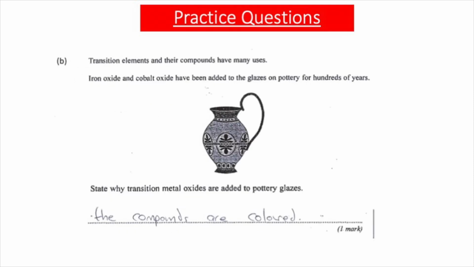So now let's go for the answer to part B. For question B, it says transition elements and their compounds have many uses. Iron oxide and cobalt oxide have been added to the glazes of pottery for hundreds of years. State why transition metal oxides are added to pottery glazes. All the question is trying to get here is for you to understand that compounds are coloured, so that would give the nice coloured glaze to pottery. So all you had to say for 1 mark is the compounds are coloured.